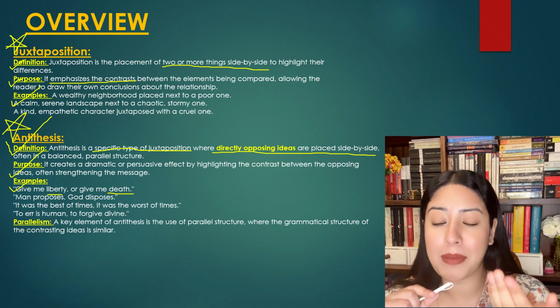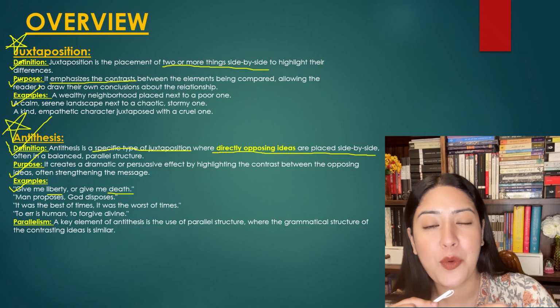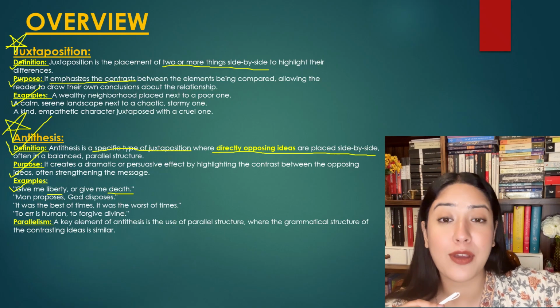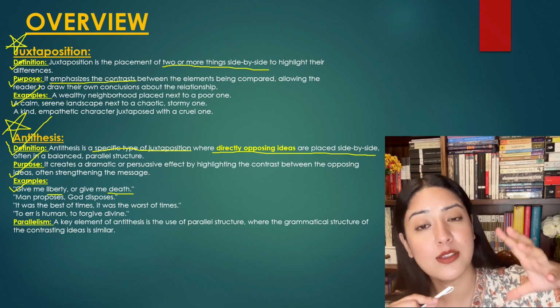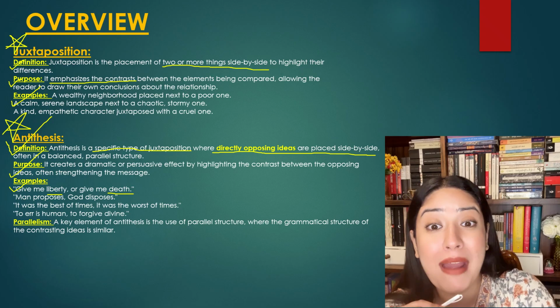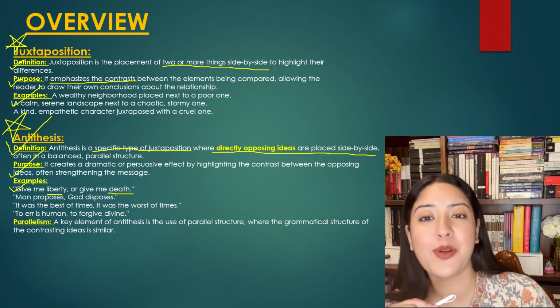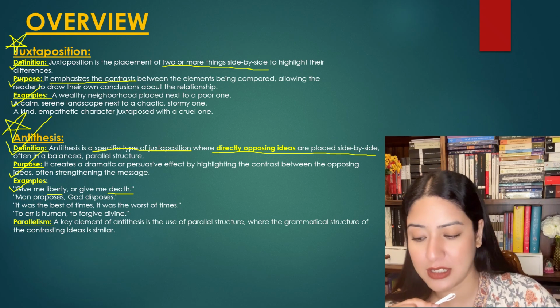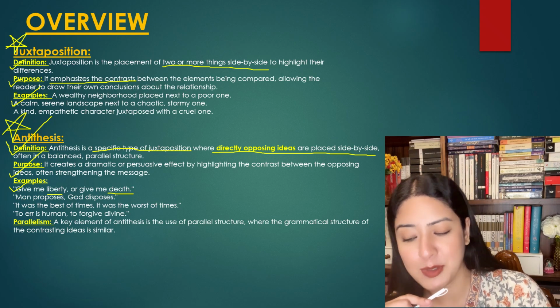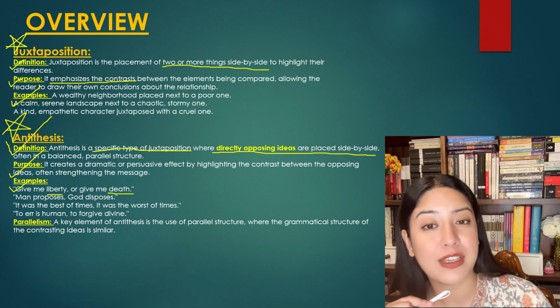You see, the two sides are balanced. So, one small step for man, comma, one giant leap for mankind, the famous quote, right? So this is also antithesis, balanced, in a grammatical structure. It's a sentence. Then you have man proposes, God disposes. Man proposes, comma, God disposes. Then it was the best of times, comma, it was the worst of times. To err is human, comma, to forgive is divine.